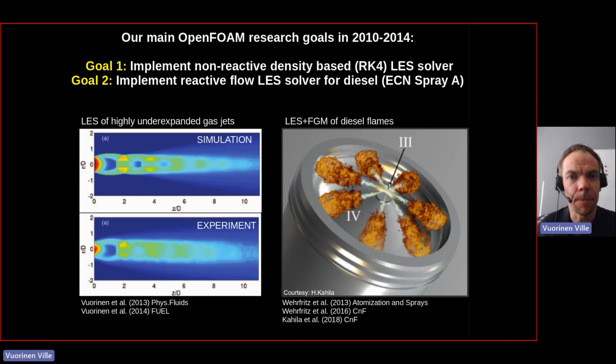After that, I became a postdoc, and our main OpenFOAM research goals in 2010 and 2014, in those 4 years, was roughly the following. We had two goals. First of all, we wanted to implement non-reactive density-based Runge-Kutta 4 large-eddy simulation solver into OpenFOAM. And the other goal was to implement reactive flow LES solver for diesel sprays. And that was actually the ECN, Engine Combustion Network Spray A target case that we started investigating.